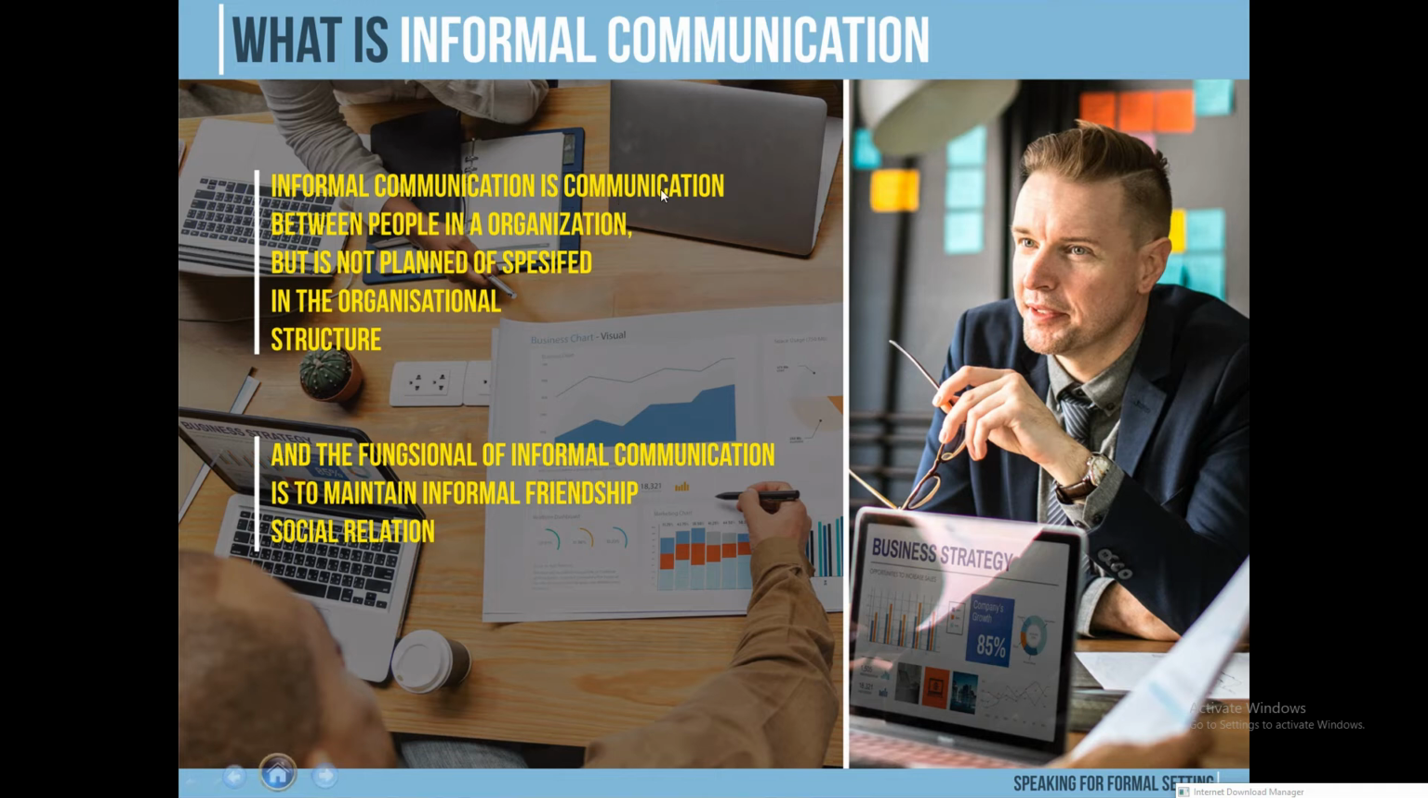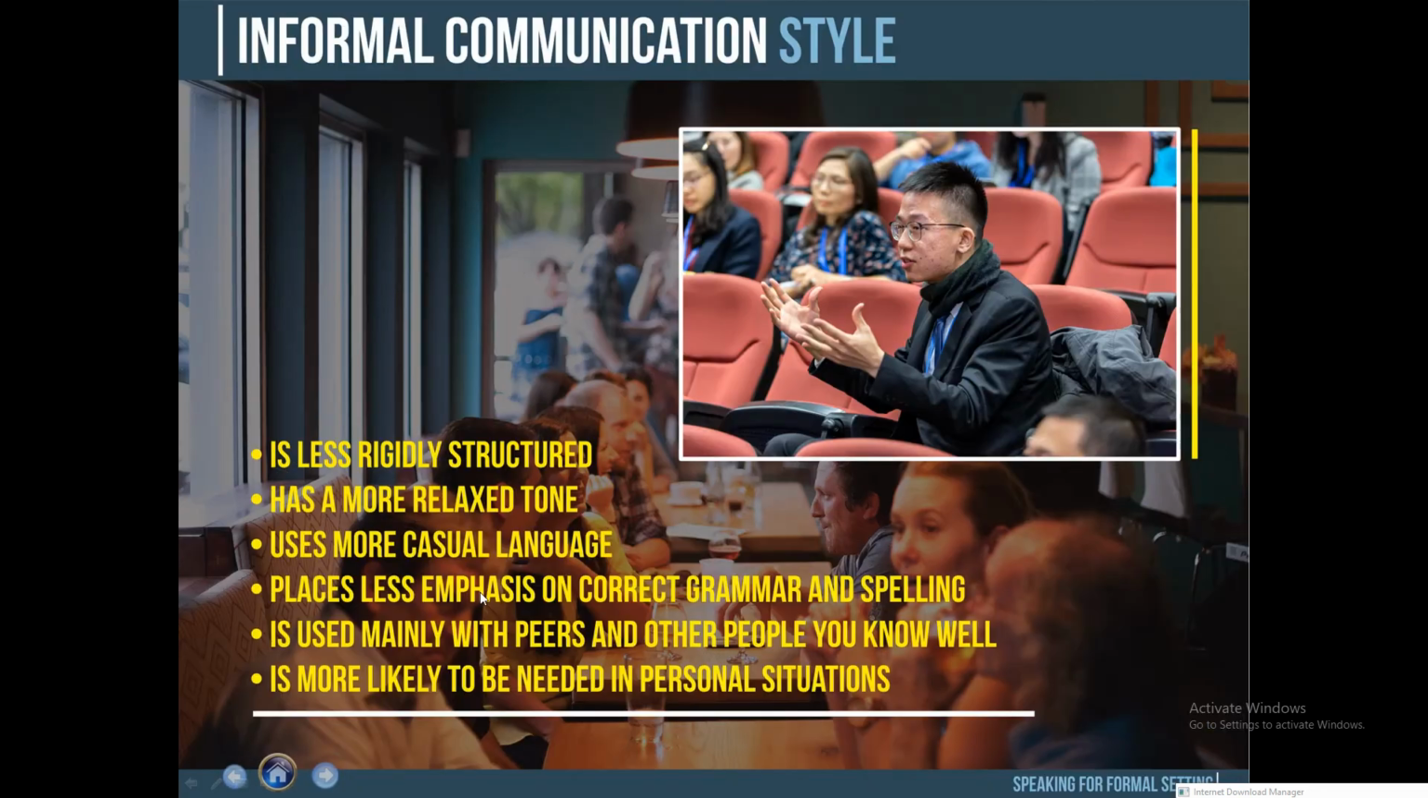Informal communication is communication between people in an organization, but is not planned or specific in the organizational structure. The function of informal communication is to maintain informal friendship and social relations. Communication styles: informal communication is less rigidly structured, has a more relaxed tone, uses more casual language, places less emphasis on correct grammar and spelling, is used mainly with peers and other people you know well, and is more likely to be needed in personal situations.